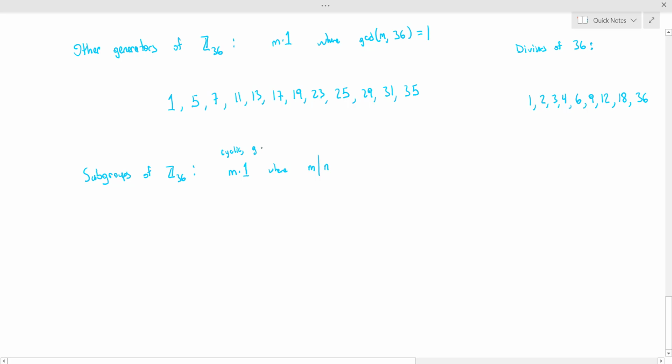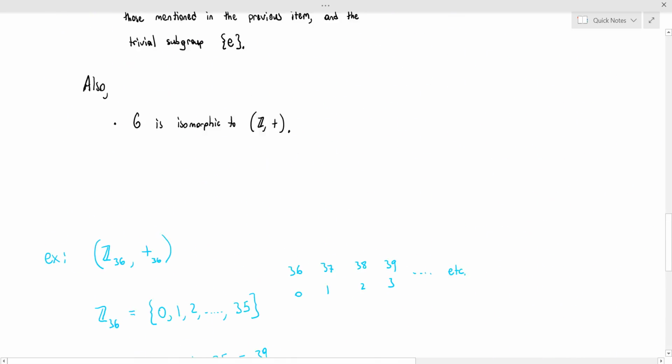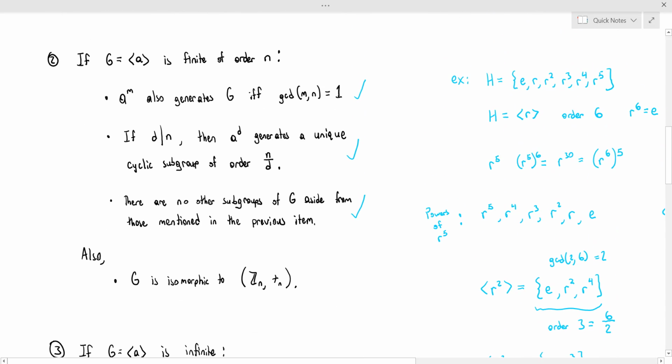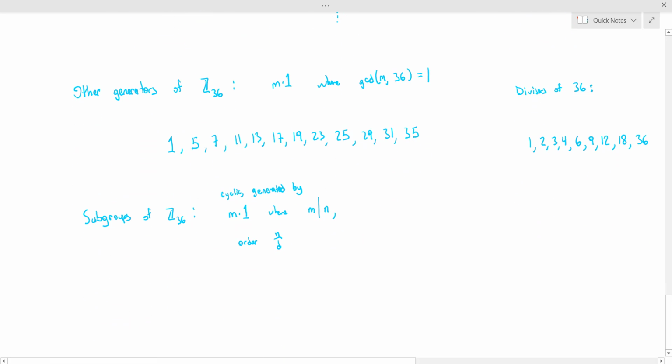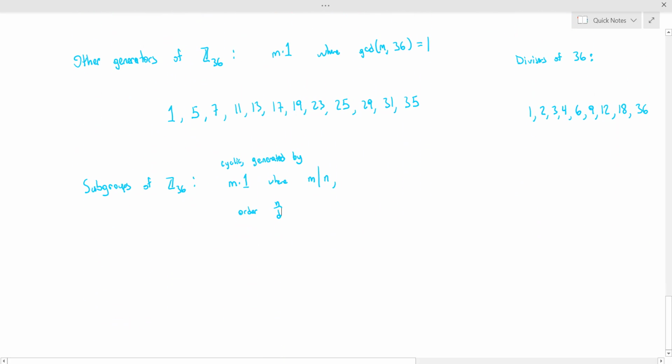So the subgroups will be cyclic. They'll be generated by multiples of 1, where m divides n. And they will be of order n over d. That's the other statement in the fundamental theorem over here. So order n over d. And then these will be the only subgroups of Z36. All right. So I listed all the divisors of 36 already over here.